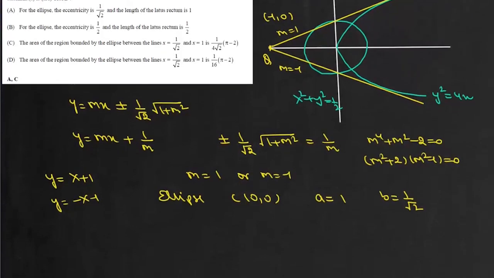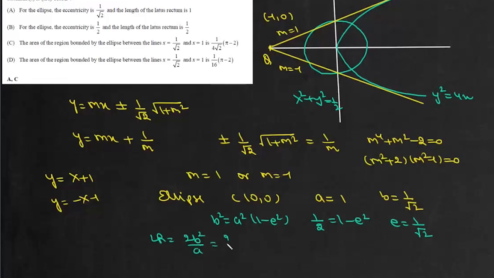Now first we have to find its eccentricity. We know that B square is A square into 1 minus E square. So we'll get this as 1 by 2 and this is 1 minus E square. So the value of E is 1 by root 2, and the length of latus rectum is 2B square upon A. So it'll be 2, and B square is 1 by 2 and A is 1. So the length of latus rectum is 1. So eccentricity is 1 by root 2 and length of latus rectum is 1. That means option A is correct and option B is incorrect.